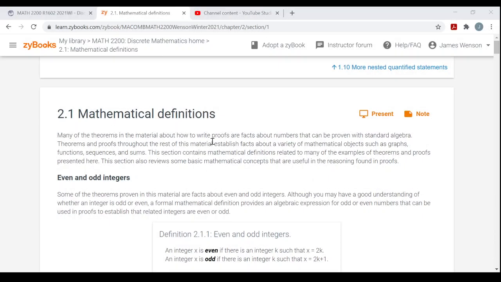Alright, so I'll read the opening heading. Many of the theorems in the material about how to write proofs are facts about numbers that can be proven with standard algebra. Theorems and proofs throughout the rest of this material establish facts about a variety of mathematical objects, such as graphs, functions, sequences, and sums. This section contains mathematical definitions related to many of the examples of theorems and proofs presented in Chapter 2 of the ZyBooks. This section also reviews some basic mathematical concepts that are useful in the reasoning found in proofs.